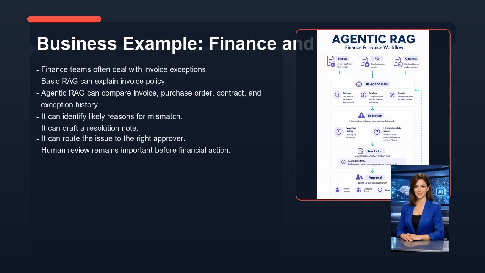Now let's look at a business example, finance and invoices. Finance teams often deal with invoice exceptions. Basic RAG can explain invoice policy. Agentic RAG can compare invoice, purchase order, contract, and exception history. It can identify likely reasons for mismatch. It can draft a resolution note. It can route the issue to the right approver. Human review remains important before financial action.